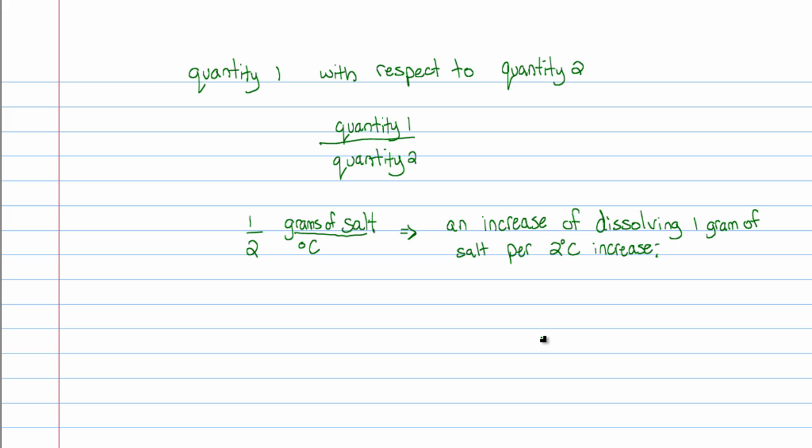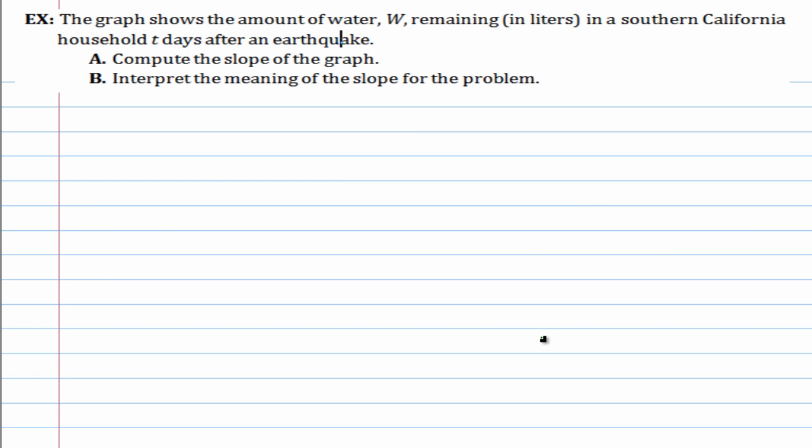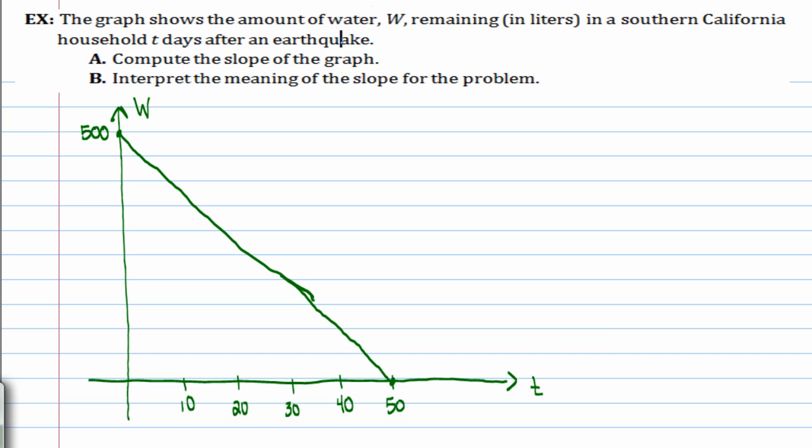Now, just to nail this down a little bit better, we'll do one more example here. The graph below shows the amount of water remaining in liters in a Southern California household T days after an earthquake. And so let me go ahead and I'm just going to make this up. This is not real data. I'm just going to go ahead and make up something. Now, I absolutely made up this graph. This is not true, but let's just suppose that you have this information.